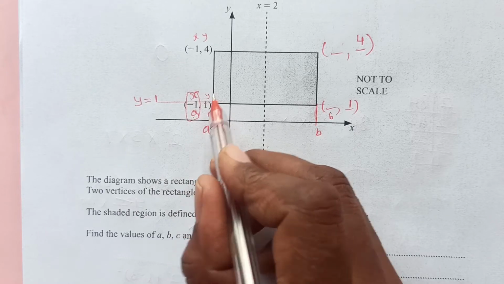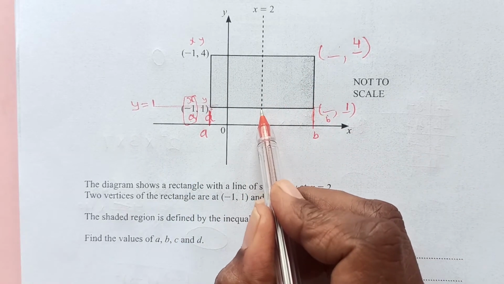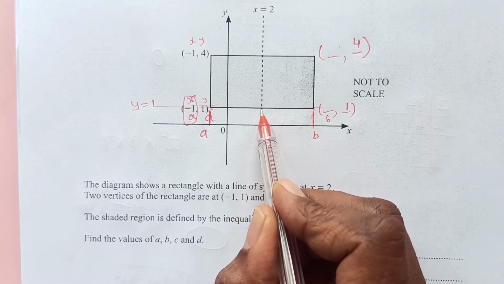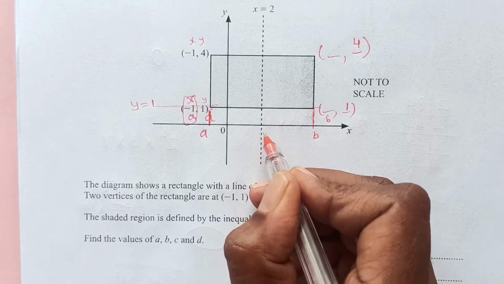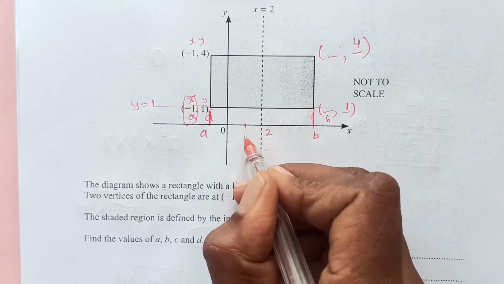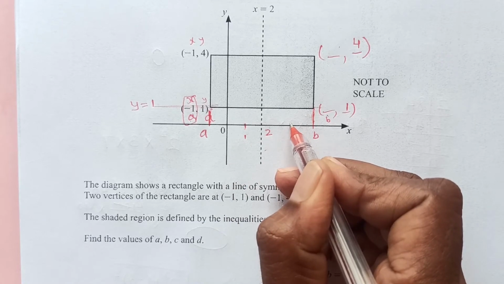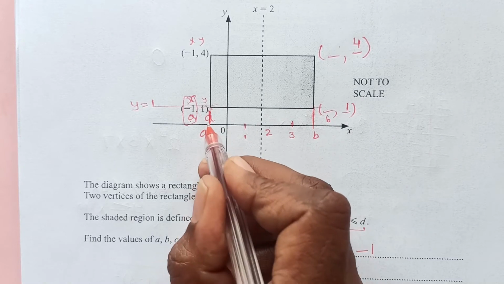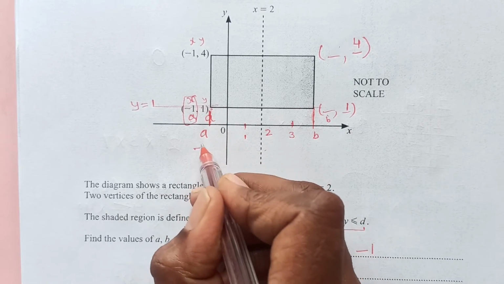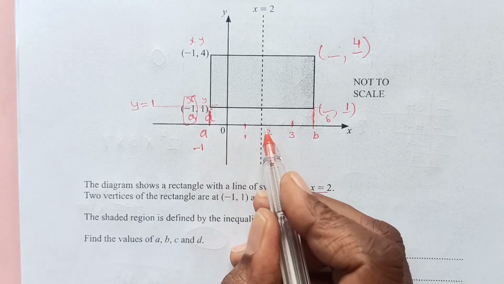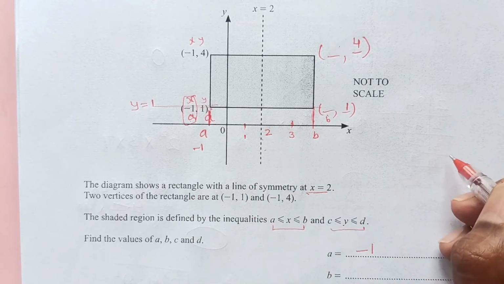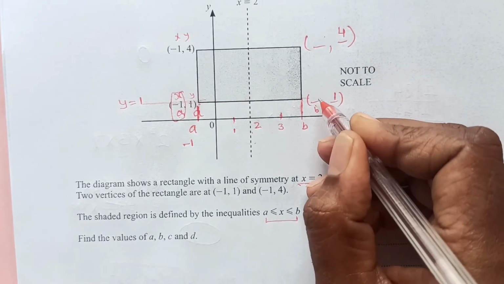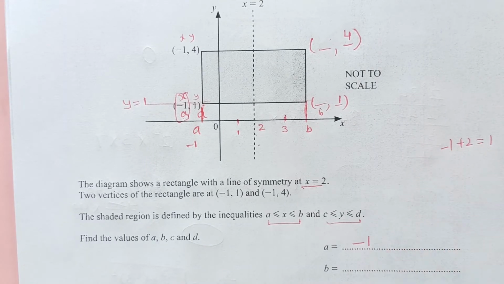But this value of x was -1 here. So -1, it is reflected in the line x equals 2. So this is x equals 2 here. This is the value of x, 2. So that means 1 will be here and 3 is going to be here. Okay. So here if x is -1, then 2 here. So -1 plus 2, it is 1. So this value is going to be 1.